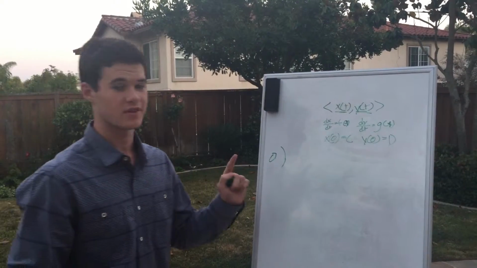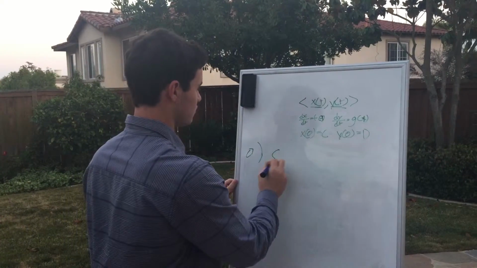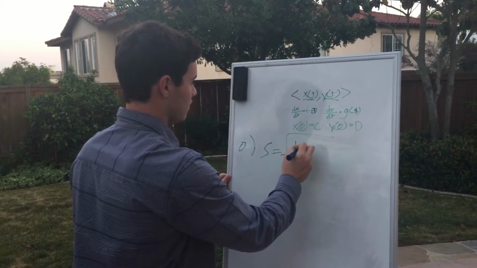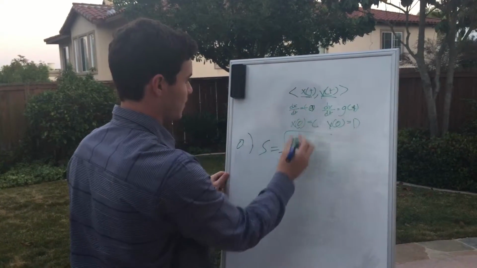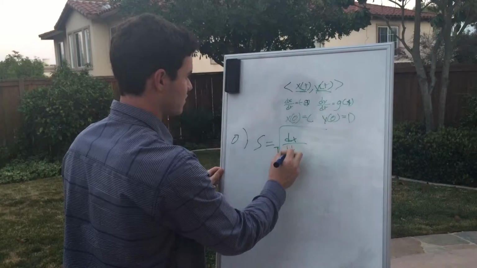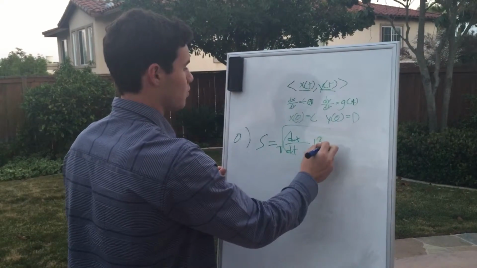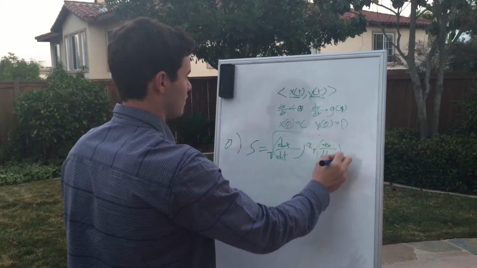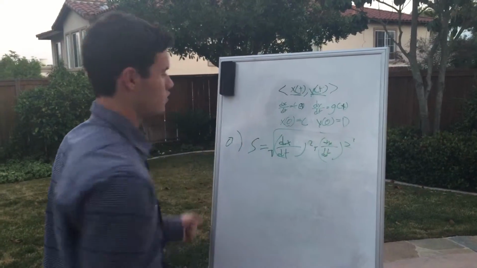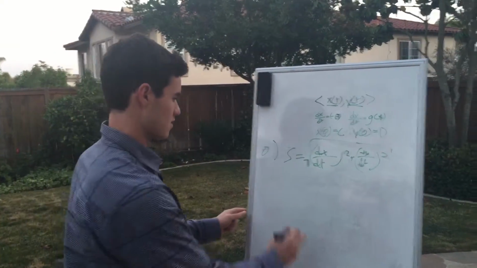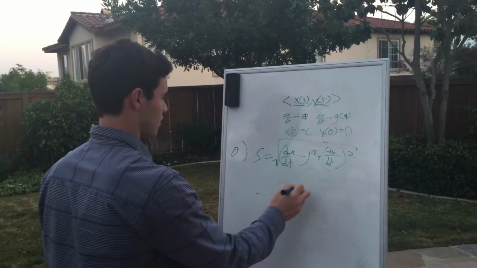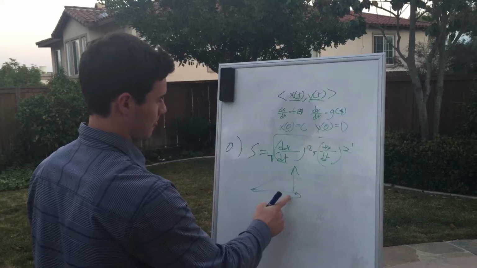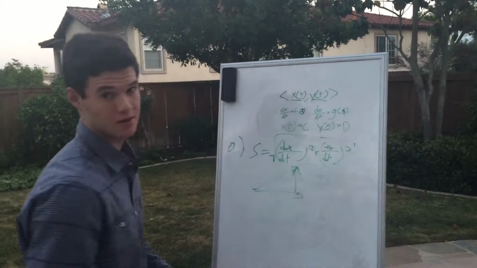In order to find the speed, all we have to do is take the square root of the velocity for x squared plus the velocity for y squared. It's kind of like the Pythagorean theorem, where we have the y and the x, and then that's the speed.